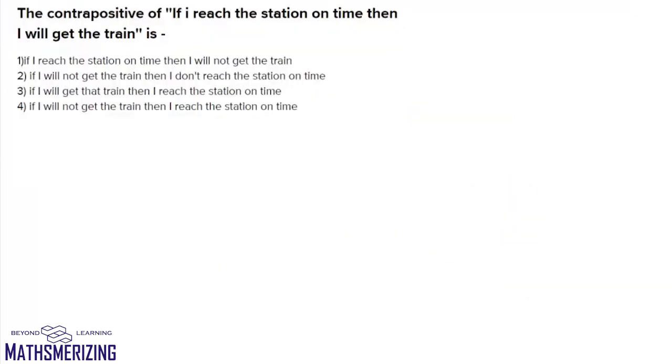Now question number 2, it is a very simple question. It says we need to find the contrapositive of this conditional statement. So we know that if the statement is A implies B, then the contrapositive of this statement is not B implies not A. Now here A is I reach the station on time, and B is I'll get the train. So not B is if I do not get the train, then I do not reach the station on time. So the contrapositive will be: if I will not get the train, then I don't reach the station on time, and that's your option number 2.